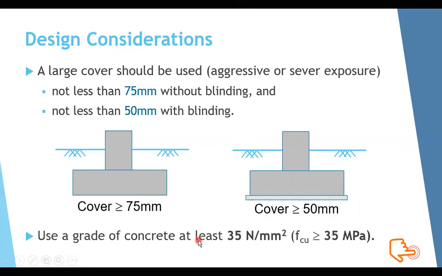Also, the grade of the concrete, we should use 35 Newton per millimeter square at least. So the grade of the concrete should be at least 35 megapascal or higher. Again, because you need a good quality concrete to protect the steel reinforcement against corrosion and chloride attack and chemical attacks. So 75 without blinding concrete, 50 with blinding concrete, and the minimum here for the concrete strength is 35 megapascal.